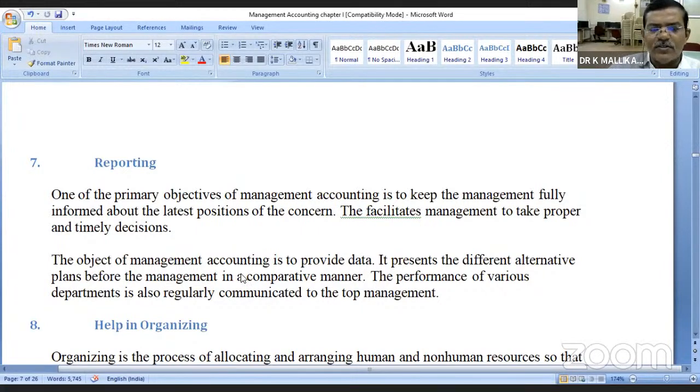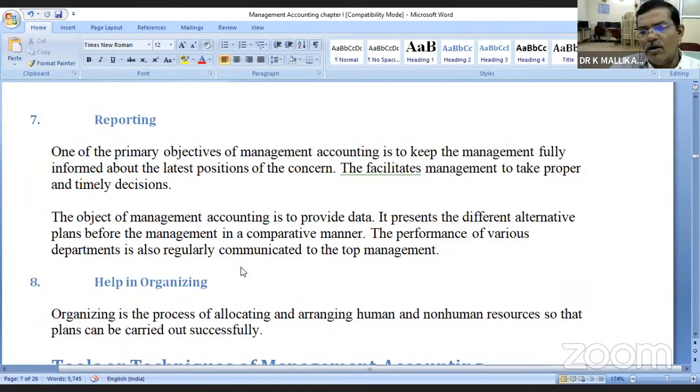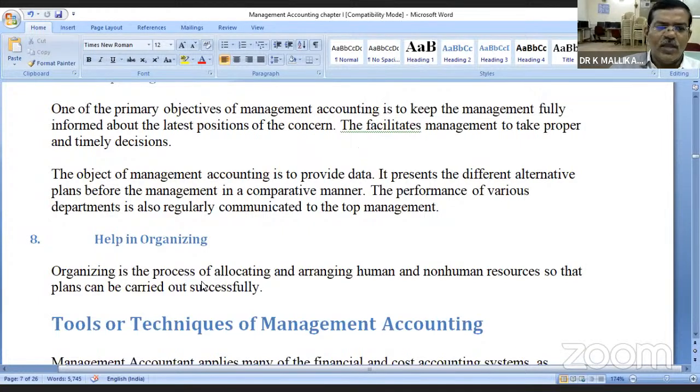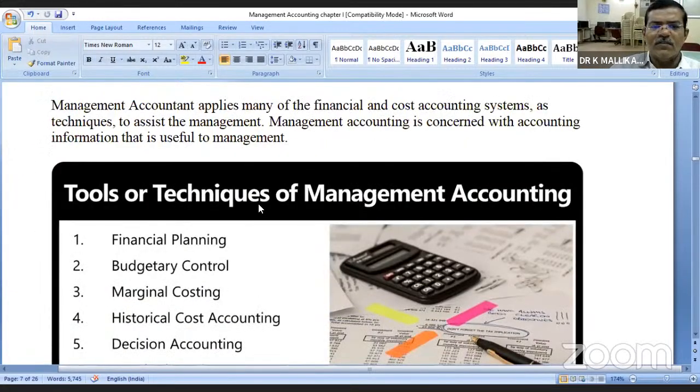It also provides different alternatives, so we'll go for alternative 1, 2, 3, or 4. Which alternative is going to improve the company's performance, in the long run as well as the short run? So management accounting helps the organization make both human and non-human resources useful and successful. What are the tools or techniques used for management accounting?